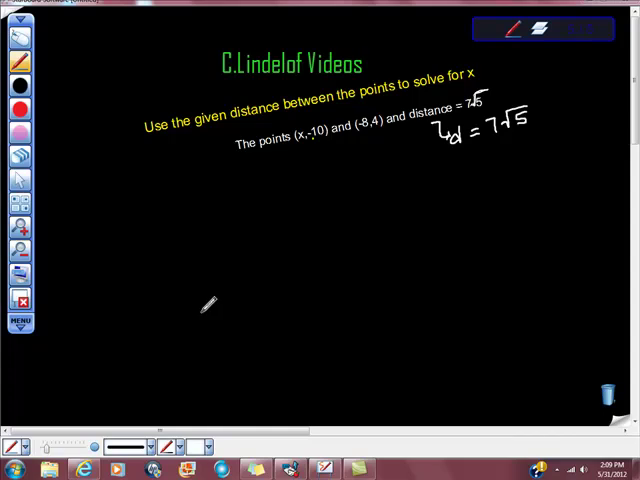I thought we'd do a distance problem from the other direction. I thought we'd use the given distance between 2 points to solve for a missing, in this case, x value. So we have the points (x, -10) and (-8, 4), and the distance between them is 7 square roots of 5.